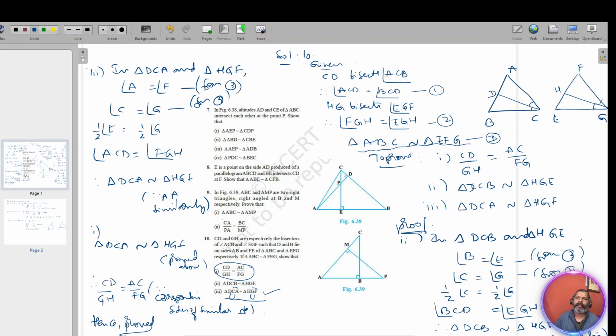The question looks lengthy, but the application of the theorems is very important. Don't just memorize the theorems. Try to solve more problems, so that by looking at a problem, we can say what criterion will apply to make the triangles similar.